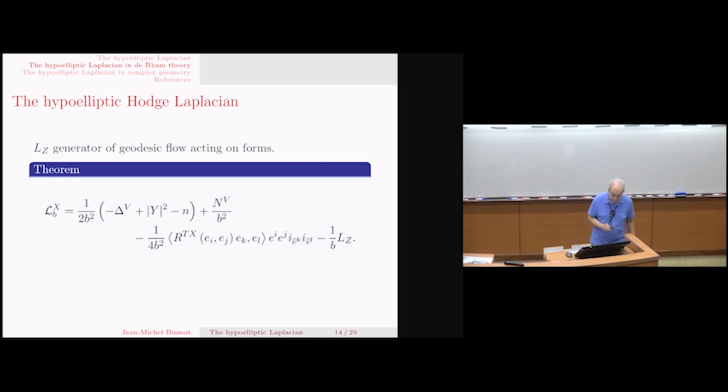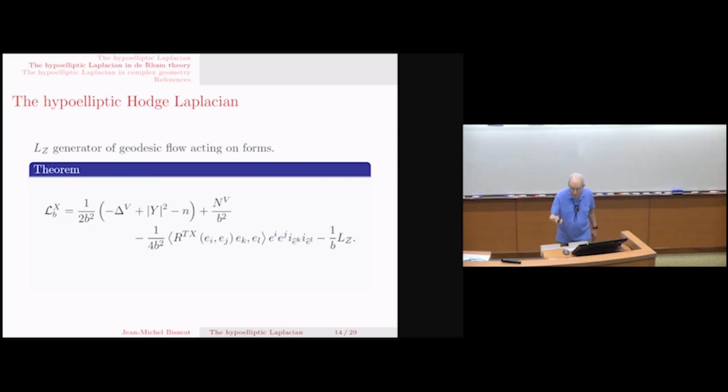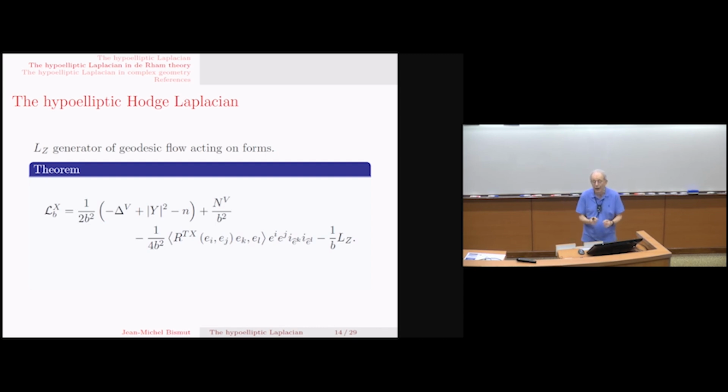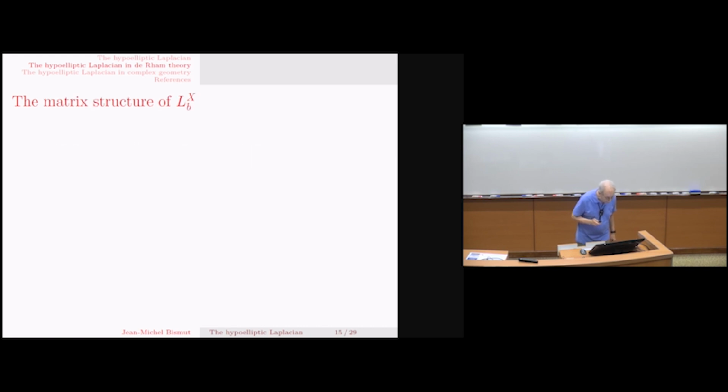So if you look at this operator, it has the form of a hypoelliptic Laplacian, harmonic oscillator plus generator of geodesic flow, and it has been obtained as a Laplacian. Okay, so it has been obtained as a bizarre Laplacian by modifying the type of the bilinear form. So when acting on smooth functions, this is actually the scalar hypoelliptic Laplacian that I described at the beginning. So the operator I gave at the beginning, in some sense, is a fake Laplace-Beltrami operator.